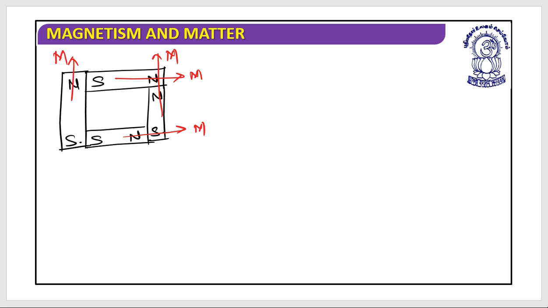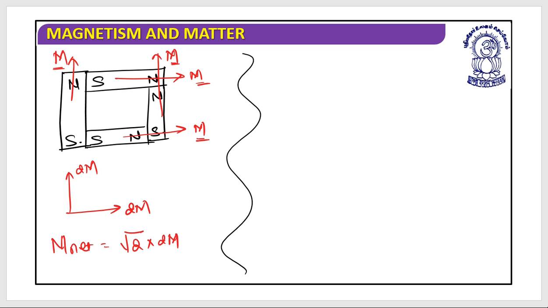So in totality, if I add these two, because both are in the same direction, M plus M could be written as 2M. This is M, this is M, which again could be written as 2M. And this M net would be equal to root 2 times 2M. Is it clear? Are you sure? One more.